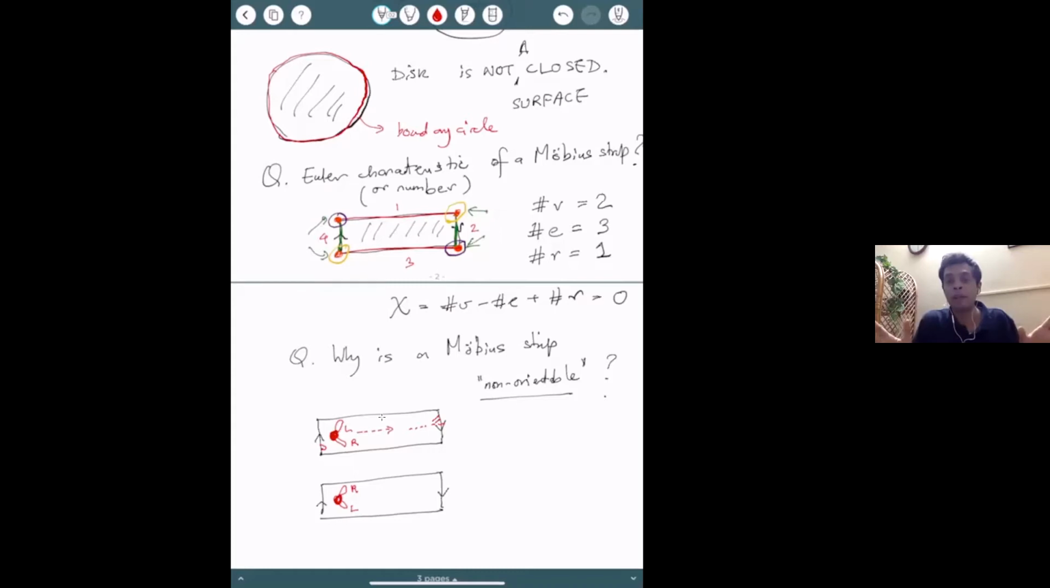This doesn't happen on a sphere or a cylinder, which are orientable. So this is what is known as orientability, and the enemy of orientability of surfaces is the presence of a Mobius strip. If there is some Mobius strip in the picture somewhere, then you are not orientable, because this kind of thing will happen if you walk around the Mobius strip. Your notions of left and right will get interchanged. This is why it is called non-orientable.